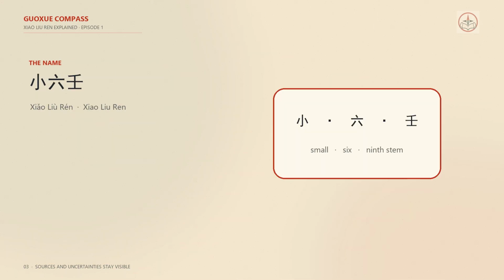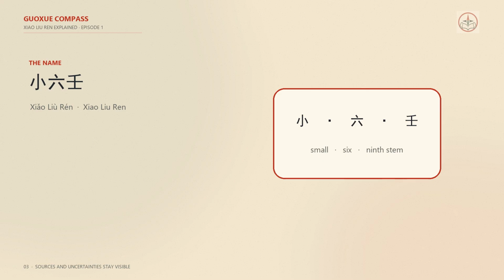The Chinese name is Xiao Liu Ren, pronounced roughly Xiao Liu Ren. Xiao means small. Liu means six. Ren is the ninth of the 10 heavenly stems, although translating the complete name word for word does not tell us how the method works.